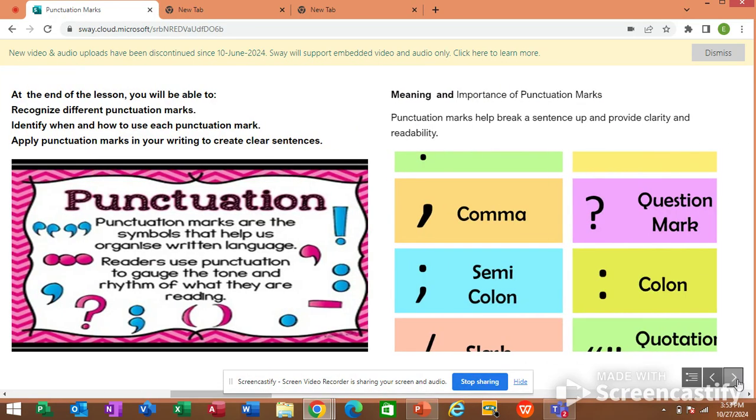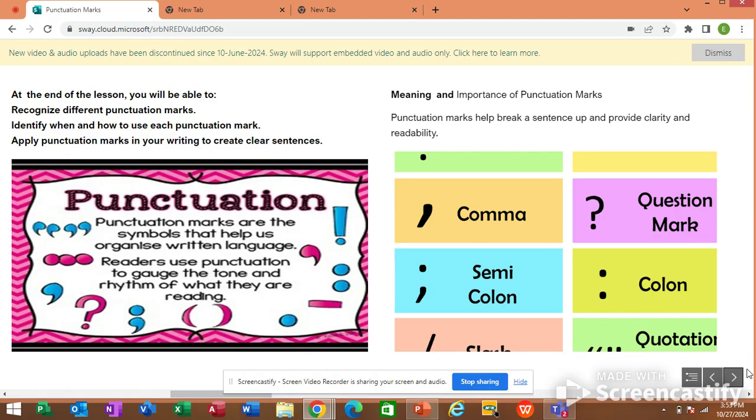Now let's continue. What is the meaning of punctuation mark? We are told that a punctuation mark is a symbol that helps a writer or a reader to understand the meaning of a sentence. It is a symbol that helps a writer or a reader to make meaning of what he is writing or what he or she is reading.